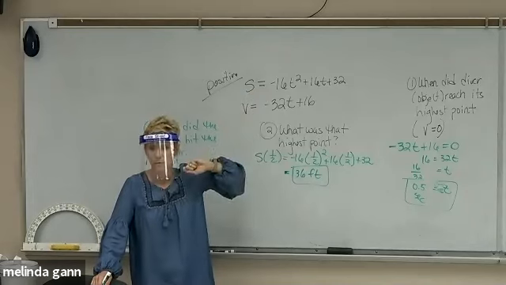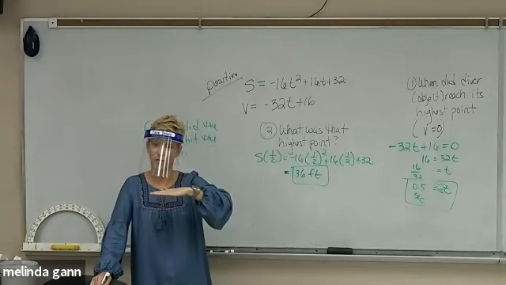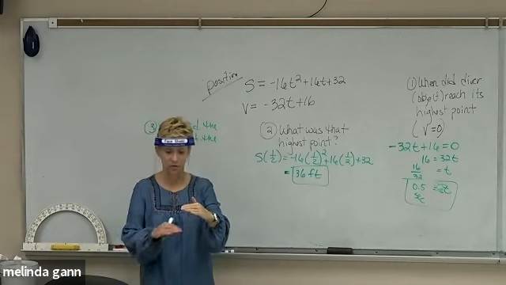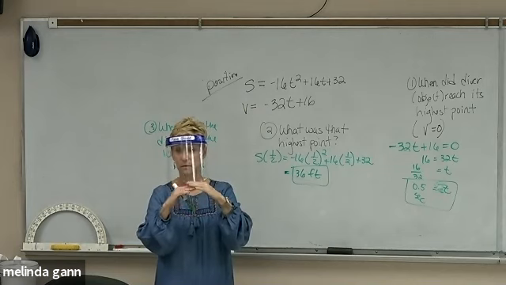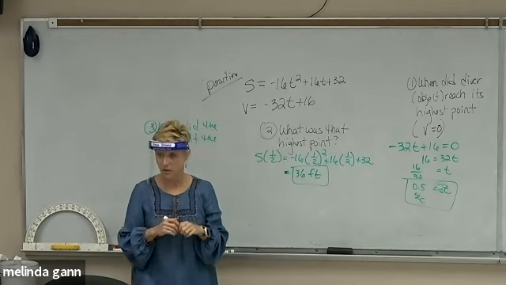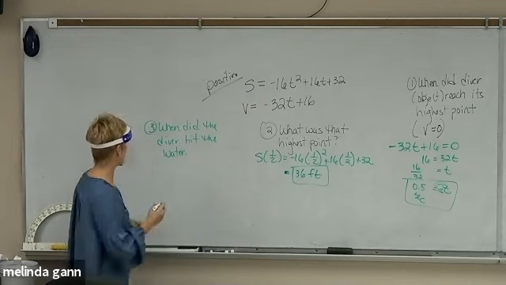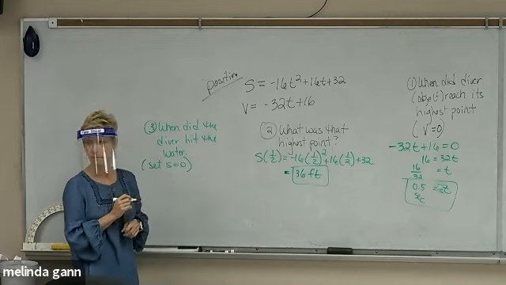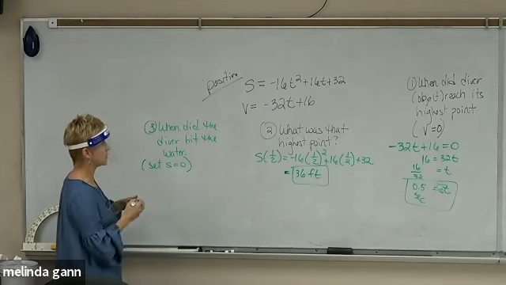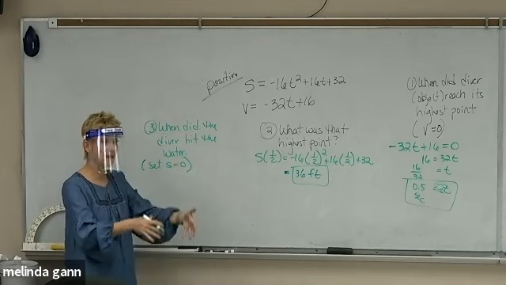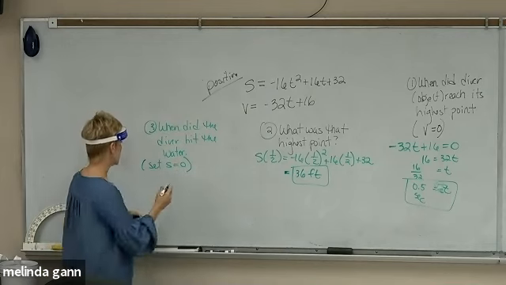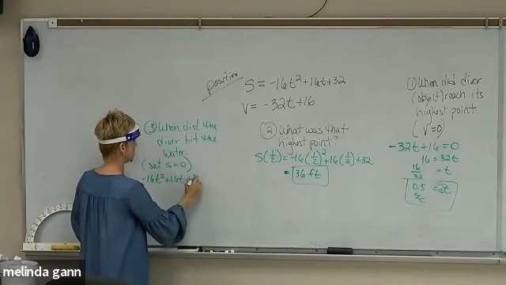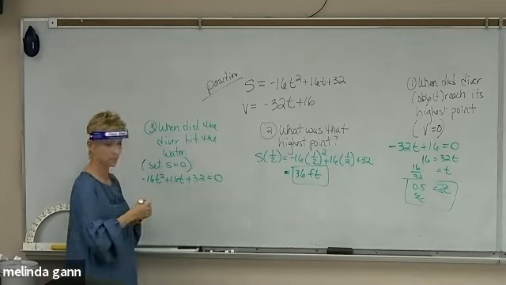S is 0. Didn't I tell you S is measuring the position of the diver in relation to the ground? So if the pool's on the ground, how far between the ground and the pool? 0. Do you understand why S is 0? So all I've got to do now is set S equal to 0. Now, there's a difference between plugging in 0 and setting something equal to 0. So I've got negative 16t squared plus 16t plus 32 equals 0.